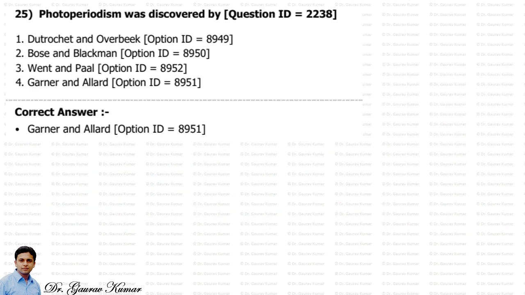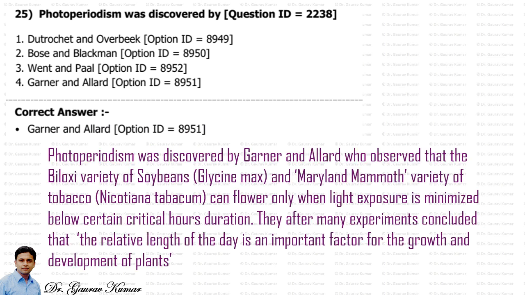Next question, photoperiodism was discovered by, this we know, Garner and Allard. Photoperiodism was discovered by Garner and Allard, who observed that the Biloxi variety of soybean, that is Glycine max, and the Maryland Mammoth variety of tobacco, that is Nicotiana tabacum, can flower only when the light exposure is minimized below certain critical hours duration. After many experiments they concluded that the relative length of the day is an important factor for the growth and development of plants.